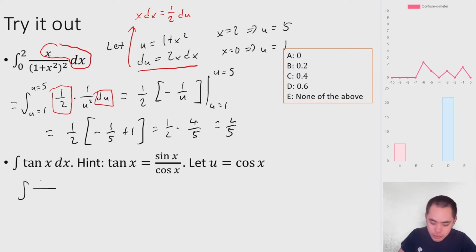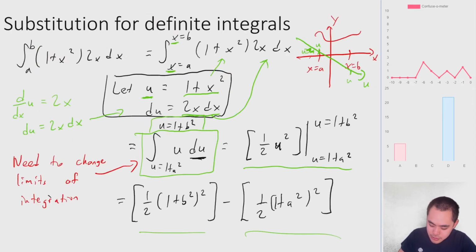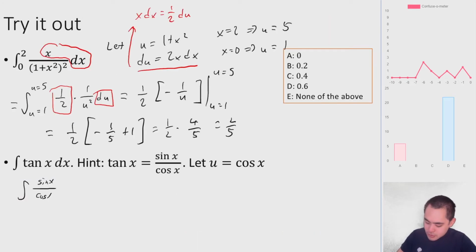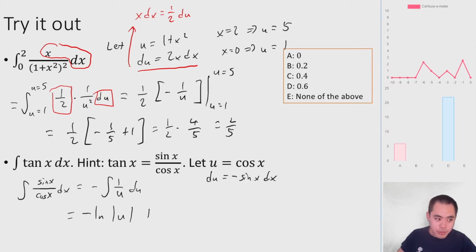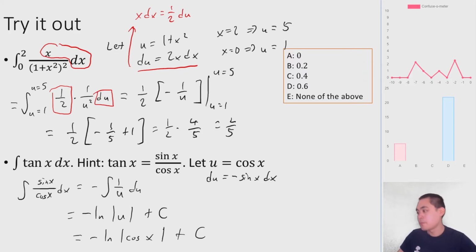So this integral is sine x cosine x dx. If you do this, du is equal to minus sine x dx by using derivatives. So this is equal to minus the integral of 1 over u du. So that's equal to minus the natural log of u plus c, which is equal to minus ln of the cosine of x plus c.